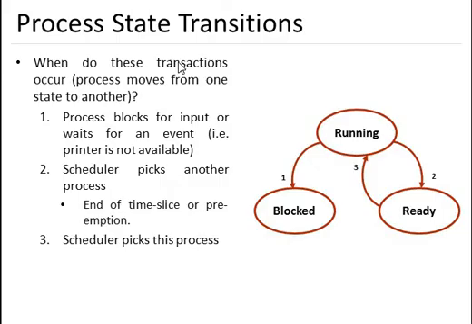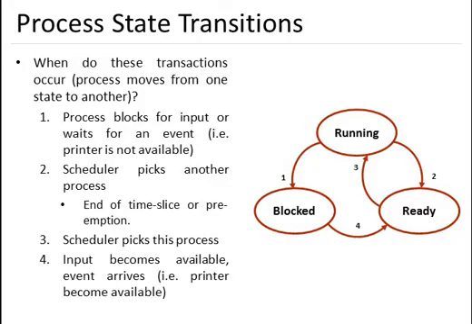Now the third one is when the scheduler picks a process. That means the CPU is free, let's say, and there are a total of 3 processes which are ready to be executed. Okay, so the scheduler will pick up any one process from these processes, and this transition is referred to as from ready state to running state.